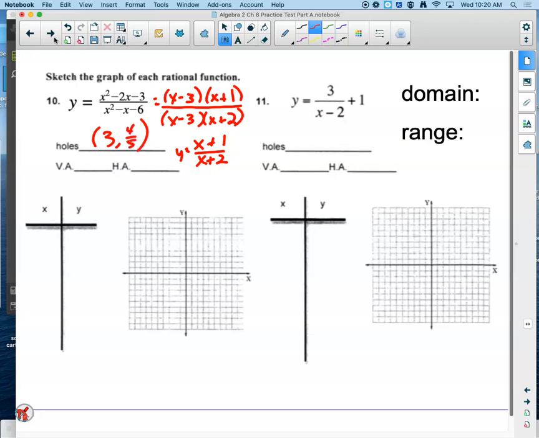Now, I don't know about you, but I tend to forget about the hole if I wait to graph it. I'm not going to wait to graph the hole. I'm going to go to 3, 4/5 right now. 1, 2, 3, about right there. And do my best to make a little donut hole. Otherwise, I might forget it. I don't forget the asymptotes, but I have forgotten holes in the past. So, alrighty, do we get a vertical asymptote? Where is it? Yeah, that's the one that wouldn't cancel.